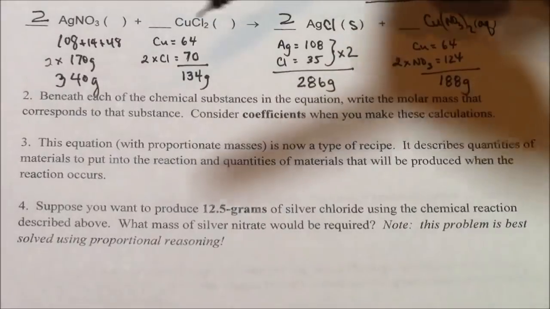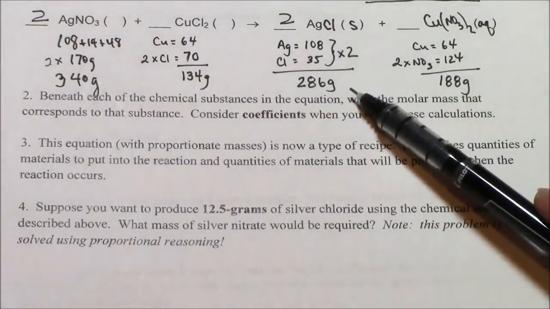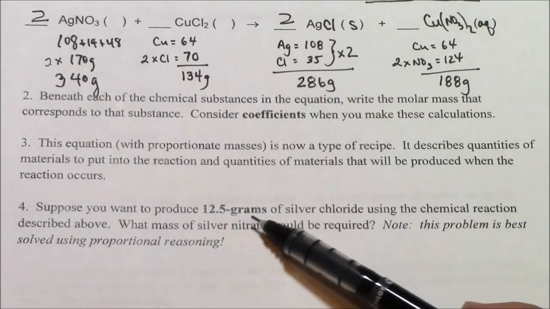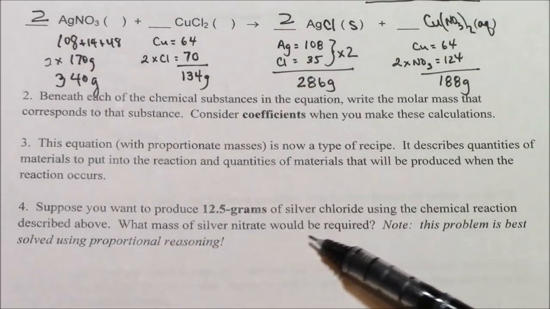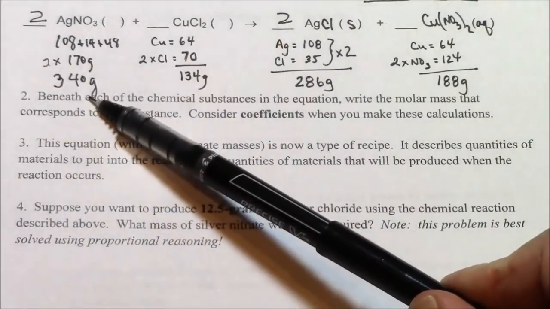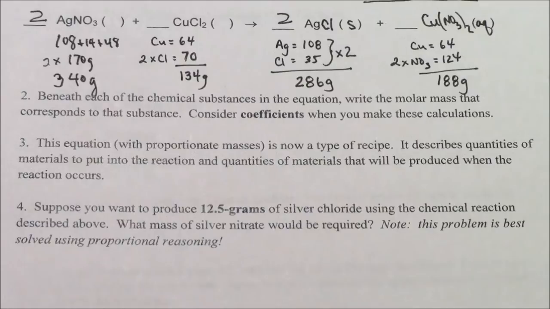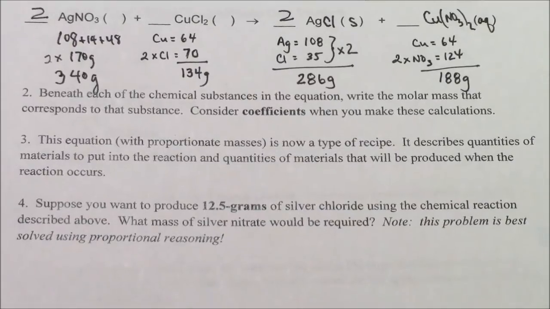Look at question number 4. It talks about producing 12.5 grams of silver chloride. The recipe here produces 286 grams, so this will be a scaled down recipe. What mass of silver nitrate would be required? What do we have to start with? Over here, the silver nitrate. How much? This problem is best solved using proportional reasoning. Pause the tape, try your hand at setting up a proportion, then come back and check with me.